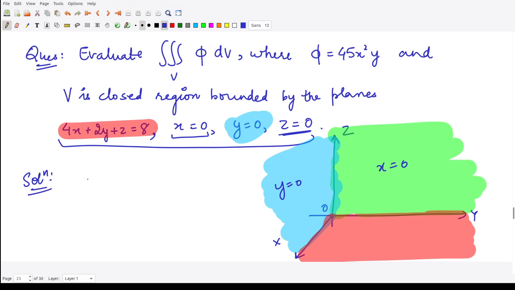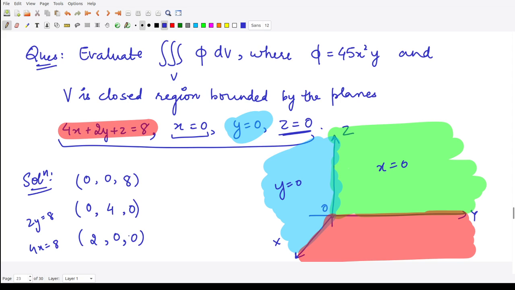Here if you put x as 0, y as 0, what is the value of z that you obtain? It is 8. So this is the first point which is present on this particular plane. And whenever you put x as 0, z as 0, you obtain 2y is equal to 8, so y is equal to 4. So this is another point on this plane. And whenever you put y is equal to 0, z is equal to 0, you obtain 4x is equal to 8, so x is equal to 2.